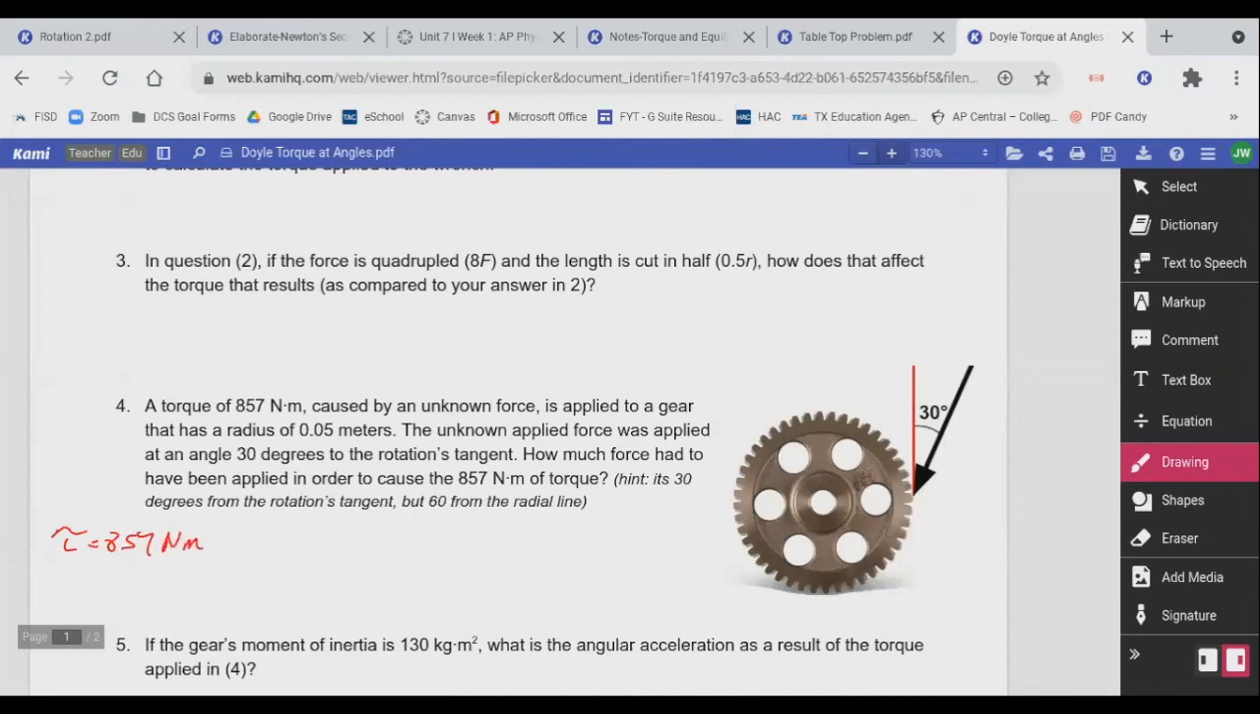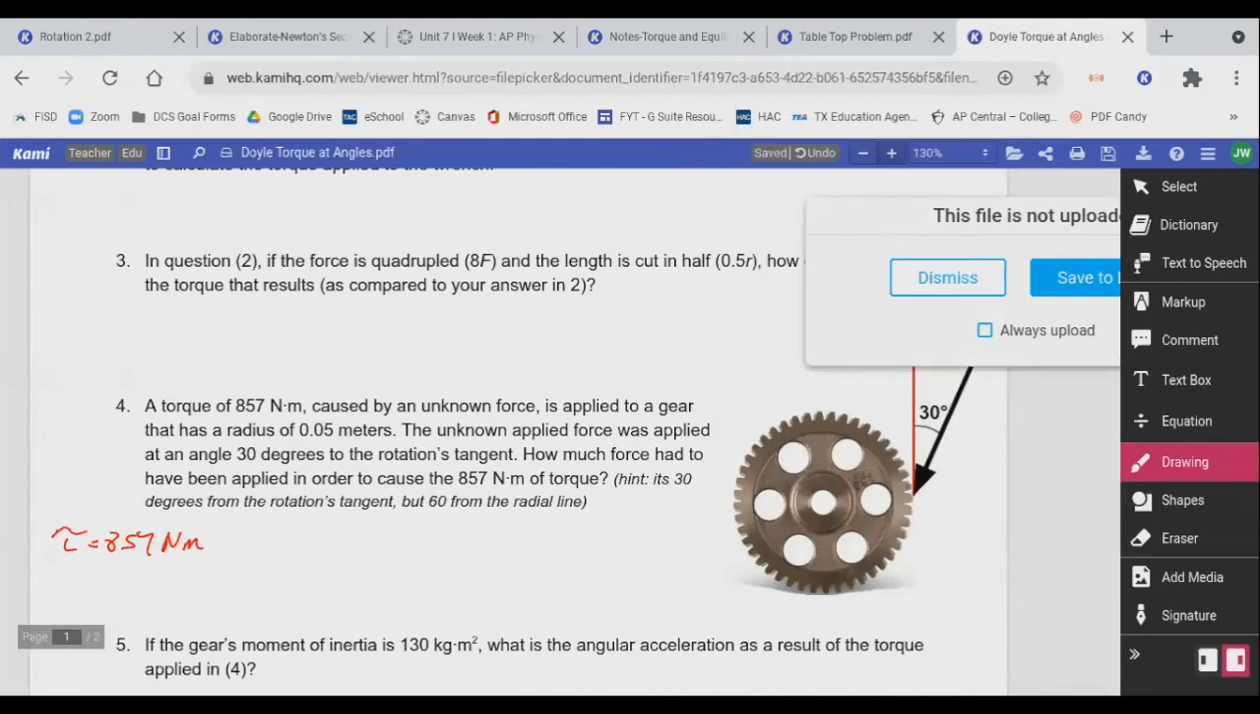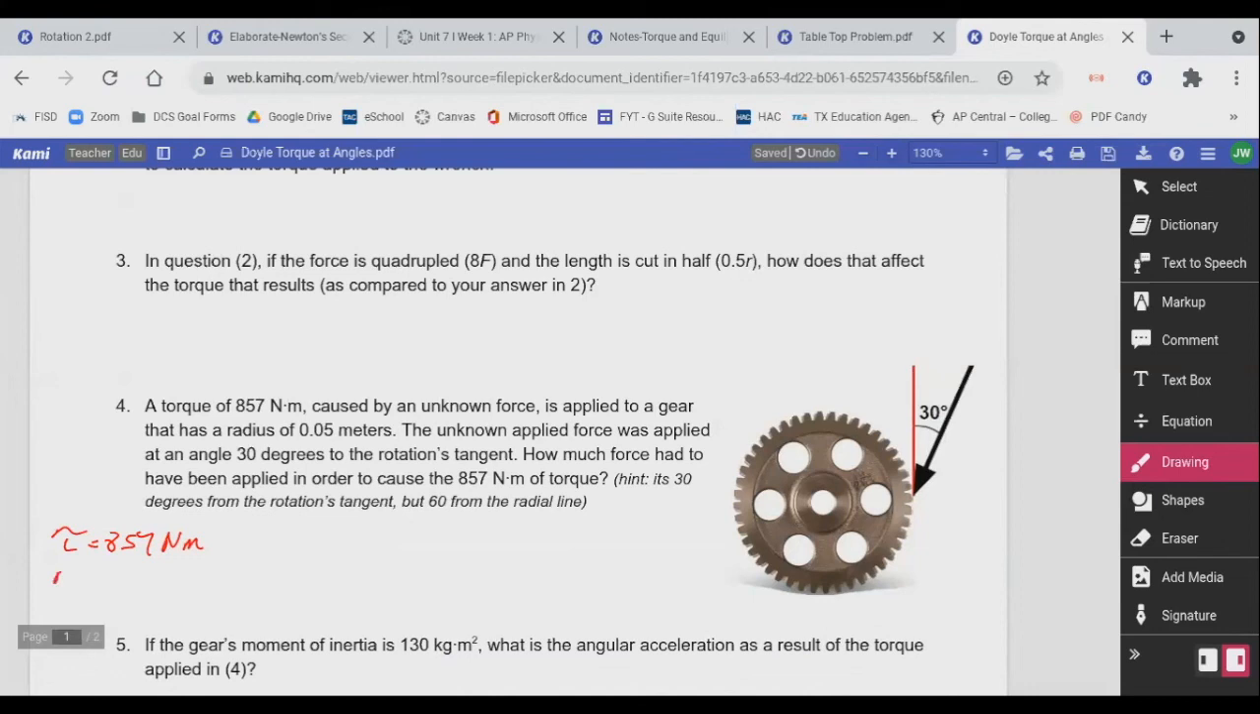It is caused by an unknown force applied to a gear that has a radius of 0.05 meters. Make sure if you see something in centimeters, you're converting it to meters. We know the unknown applied force was applied at an angle of 30 degrees to the rotation's tangent. So they've given us a picture. How much force had been applied? So we're looking for force. Force equals question mark. Don't go too fast on this because there's a catch on this. The formula is torque equals force times radius times the sine of theta.